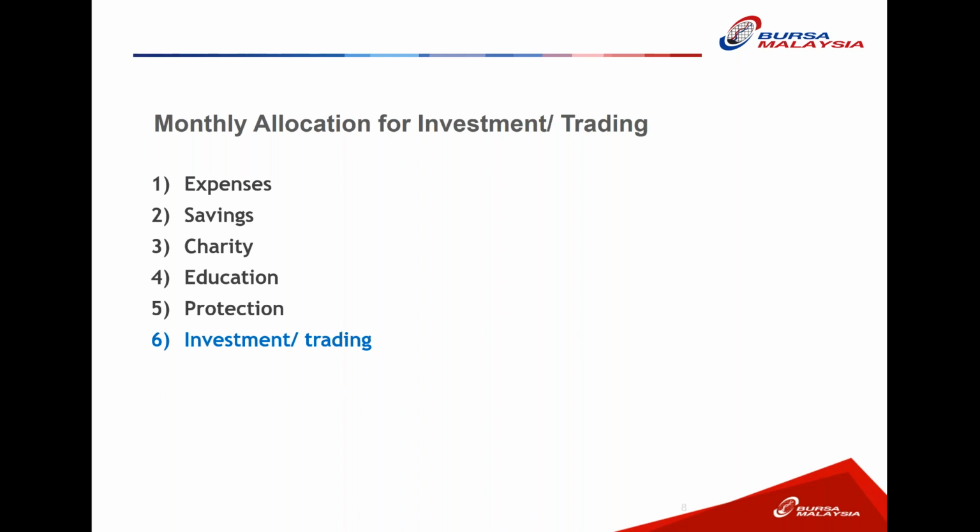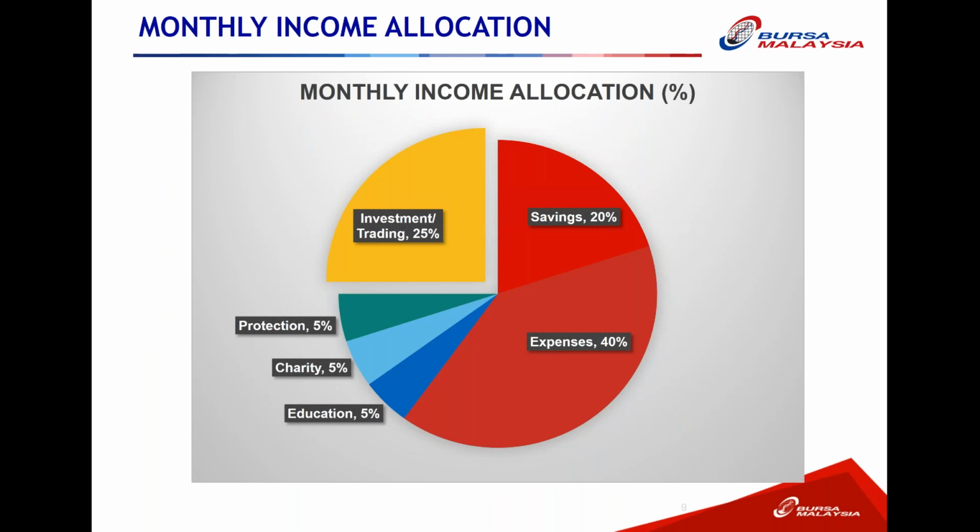Last part, your remaining money, you must put into investment and trading. This is definite. Now, this is just an example of how you can do your allocation for your monthly income. Every time when you get your income, allocate for all these portions before you use it for your spending. Make sure that you have left something for other things. For example, every month your expenses consist of about 40%, your saving about 20%, your protection about 5%, charity about 5%, education about 5%, and the remaining comes to about 25%, you go for your investment or trading.